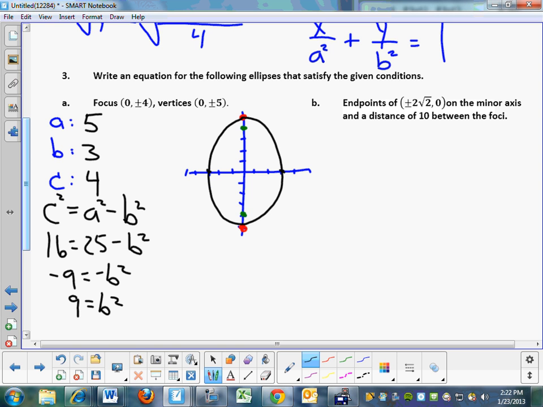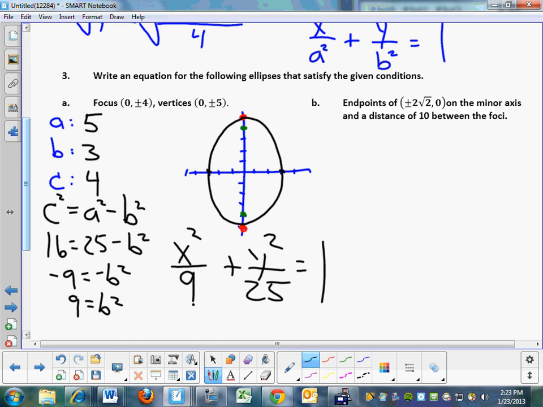But my goal is to write an equation. Now that I have A and B, can I write an equation? I have x squared, y squared. It's going to be equal to 1. A squared is 25. Does it go under x or y? It goes under y because it's stretched vertically. B squared is 9. Goes under the x squared. That's my equation.